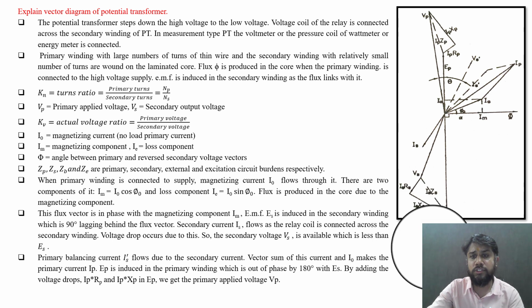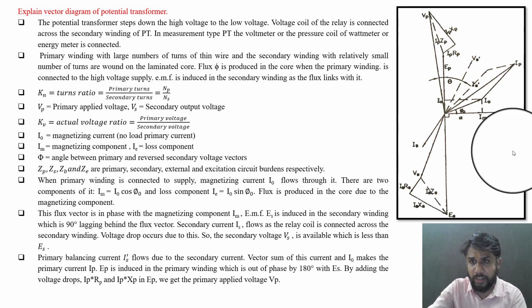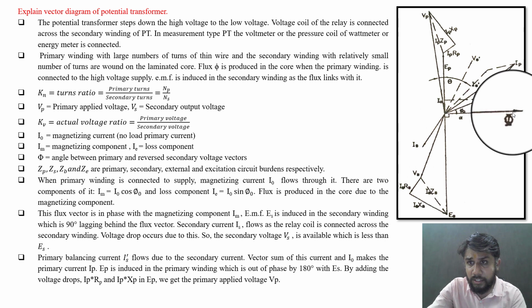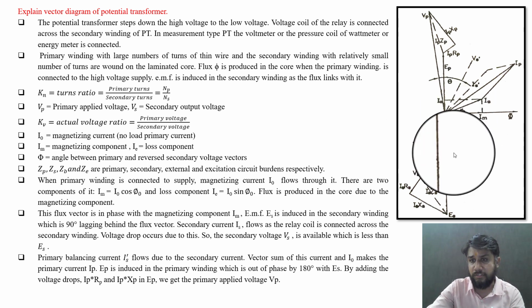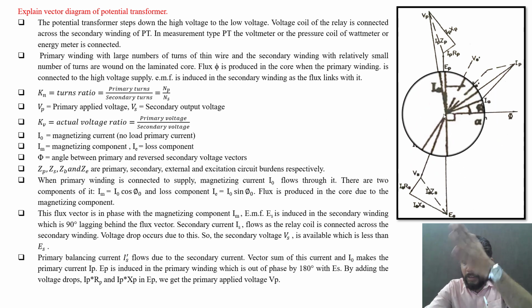Flux is produced in the core due to this magnetizing component. Now this flux vector is in phase with the magnetizing component IM, whereas EMF ES is induced in the secondary winding, which lags the flux vector by 90 degrees. So ES is 90 degrees behind. Secondary current flows as the relay coil is connected across the secondary winding. So a voltage drop occurs due to this, and the secondary voltage Vs available is less than the induced EMF ES.